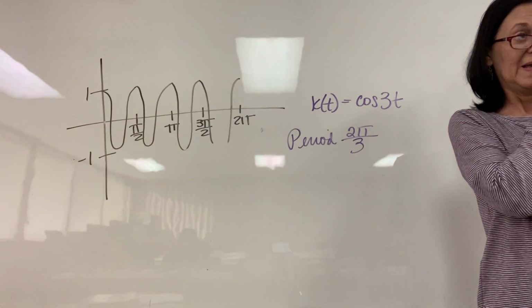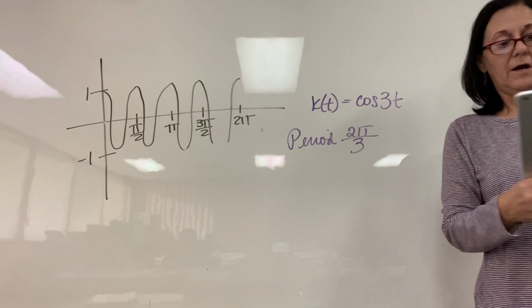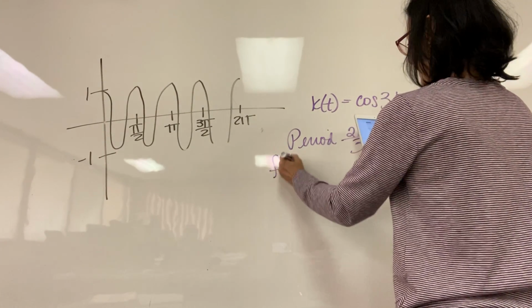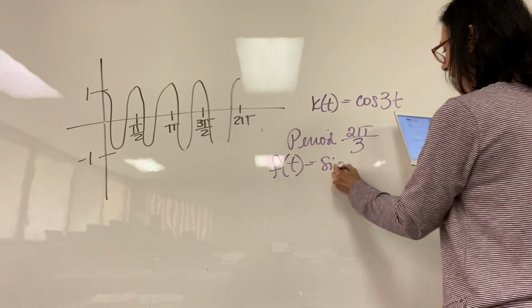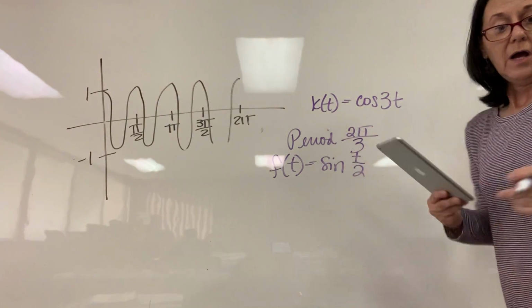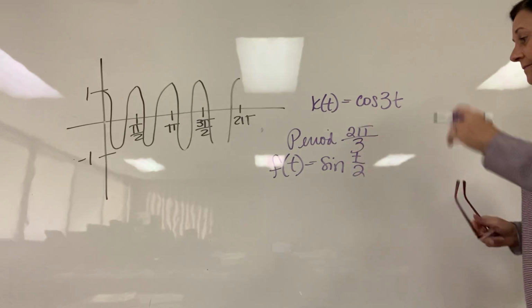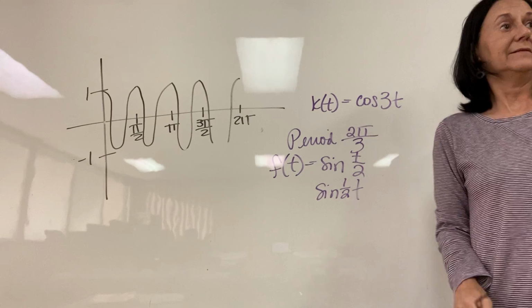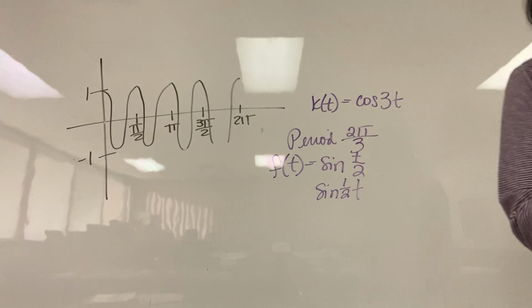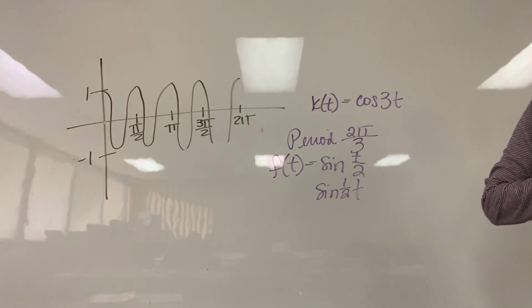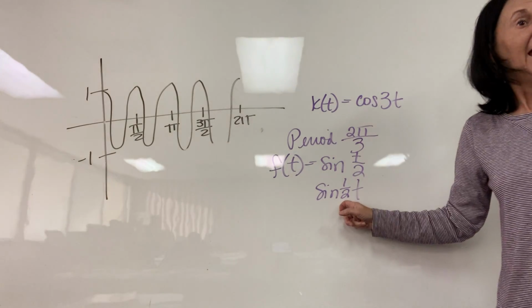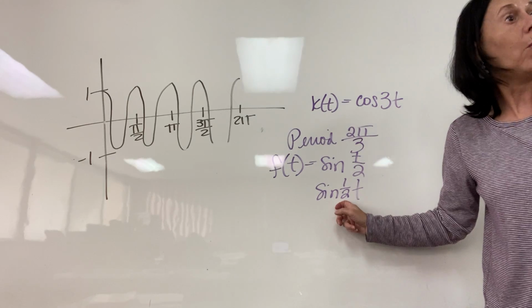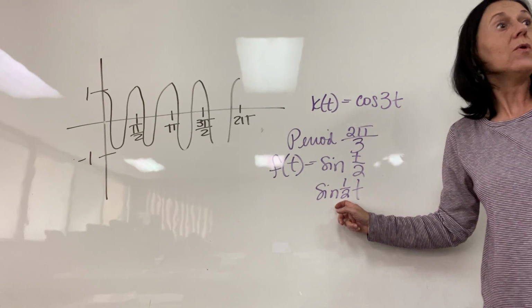Make sense? Okay, look at B. What if we have f of t equals the sine of t over 2? You can write that as the sine of 1/2 t, right? Now, what does this one say? It's only going to complete half of its wave between 0 and 2 pi.